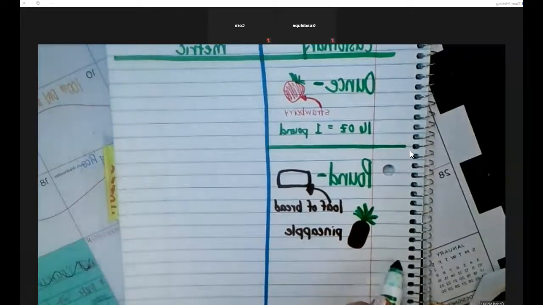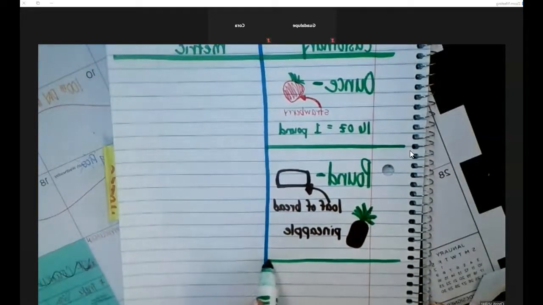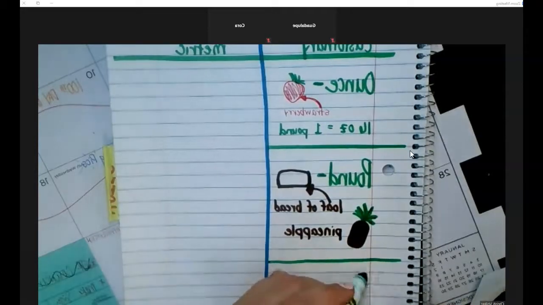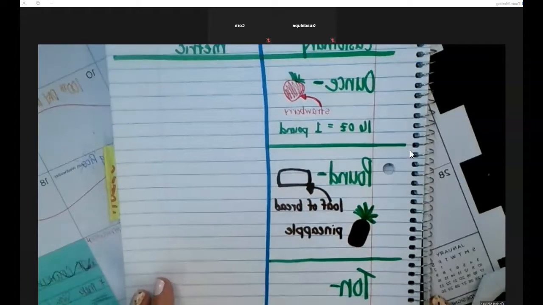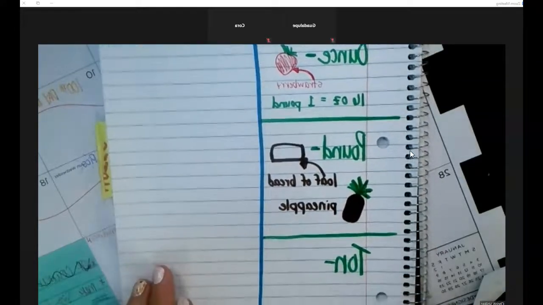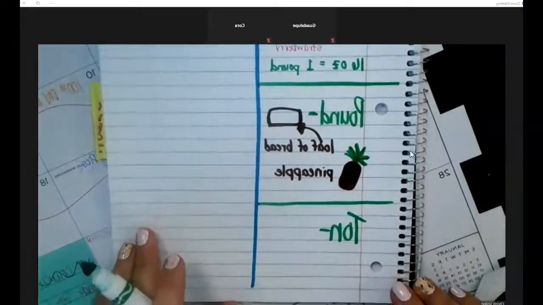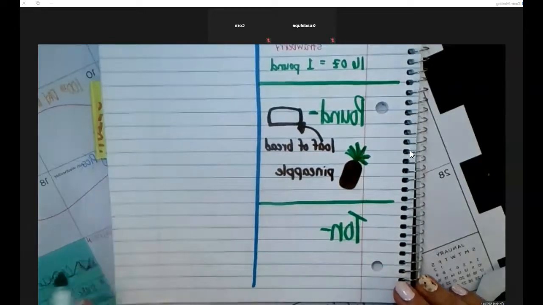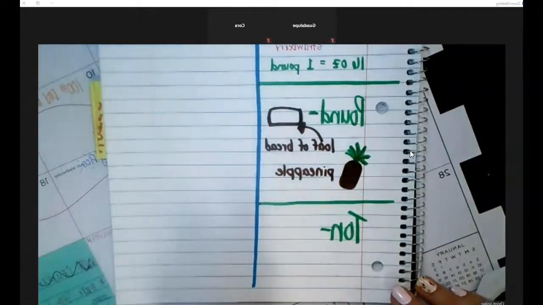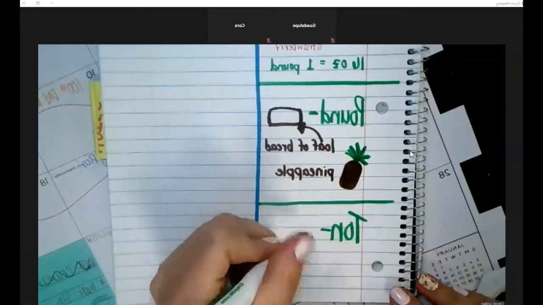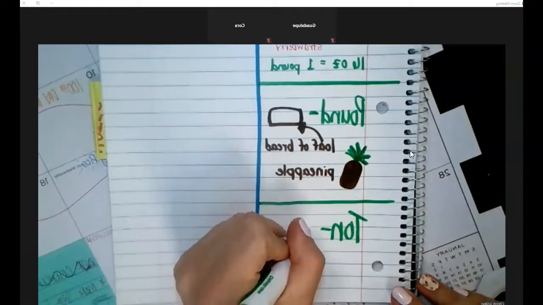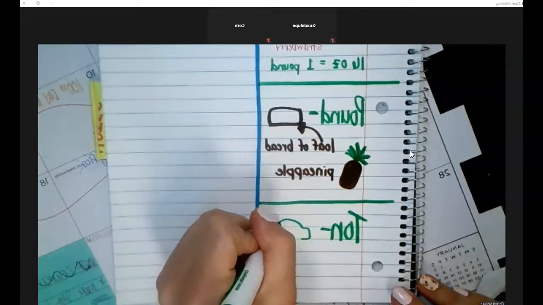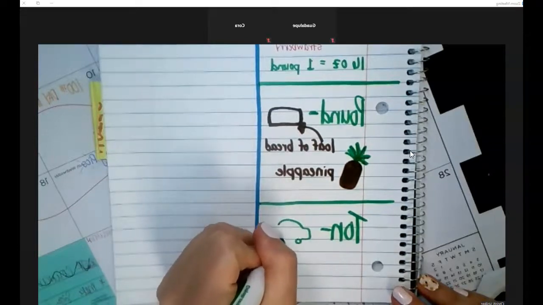The last one we didn't talk about yesterday, but you might have heard it before, is a ton. 1 ton is about the size of a car. Okay, so a small car. So we could draw a car. Small car. Don't think of like a big SUV.